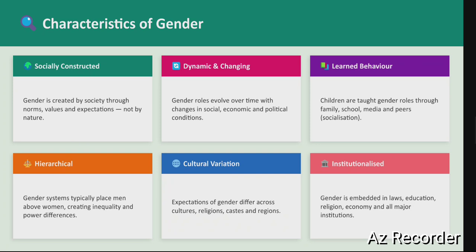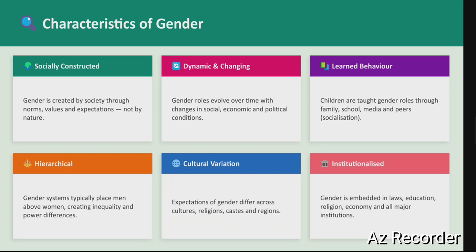Dynamic and changing: gender roles evolve over time with changes in social, economic and political conditions. Maybe if a woman has a higher salary than a man, her hand rises. Or if the man has the higher salary, his hand rises. And political conditions, so it is all about society again. Based on the situation, it changes and evolves.